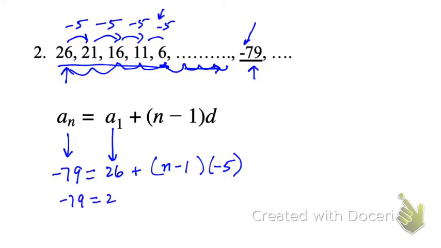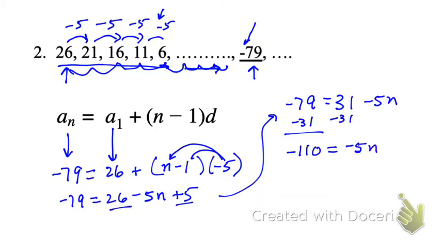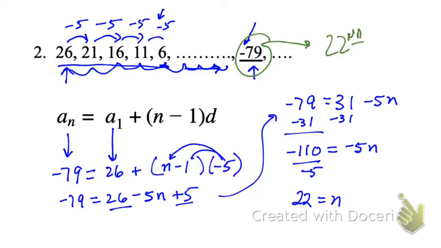Let's see, negative 79 equals 26 plus negative 5 times n minus 1. So let me erase my plus. Make that minus 5n plus 5, and I just solve this. Negative 79 equals 26 plus 5, which would be 31, minus 5n. Subtract 31 here. Be careful of your negatives. It would be negative 110, but that's equal to negative 5n. So when I divide by negative 5, I get 22. So what's that tell me about my negative 79? It is the 22nd term, or the 22nd number in line.